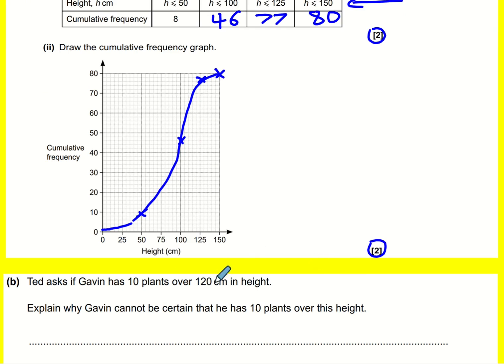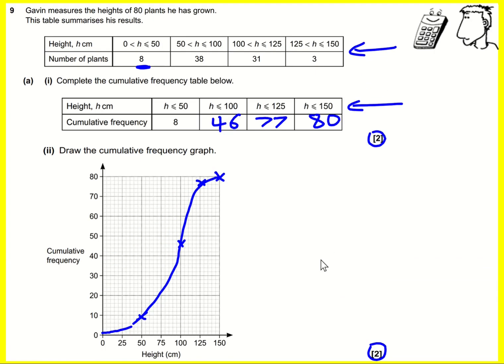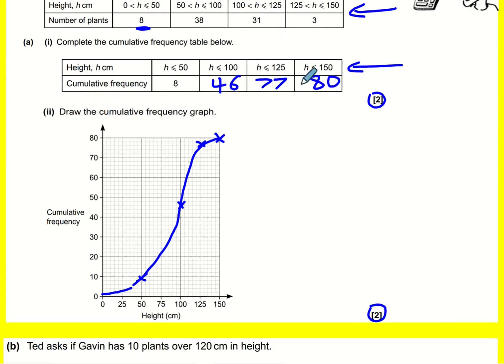Ted asks if Gavin has 10 plants over 120 centimeters in height. Why can't he be certain that he has 10 plants over this height? Well, because he knows he's got 3 over 125, but he doesn't know that these are going to be over 125. You can't look at the graph for this. It could be that all of these are 101 centimeters just by a fluke. So he can't be absolutely sure.